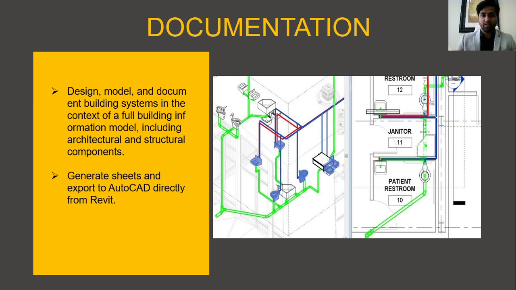The documentation part, we can create detailed drawings directly from the 3D model, as you can see, into 2D files, which later on you can even convert to AutoCAD files. So some people still find it easy for detailing in AutoCAD. So if those guys want to do it like that, we can easily convert the Revit model into AutoCAD files.